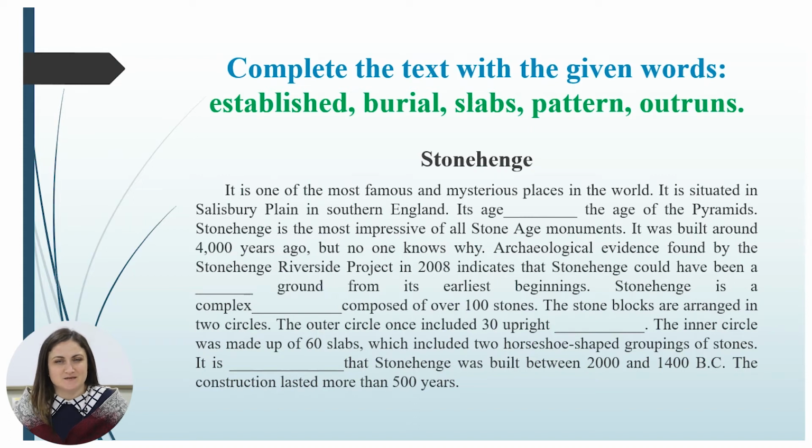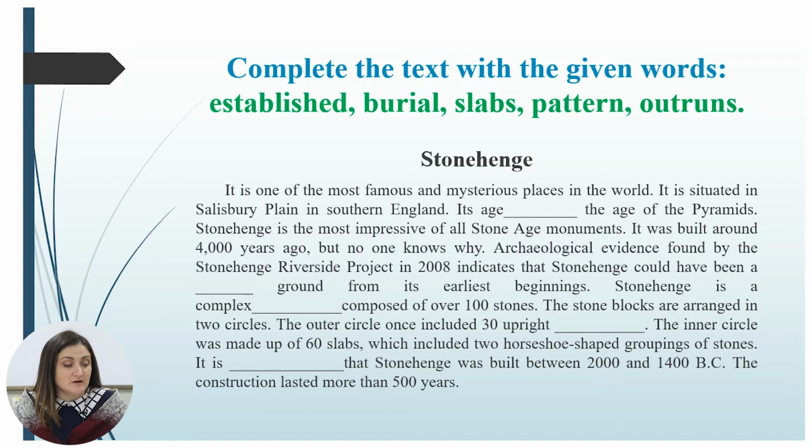Ready, steady, go. Okay. Stonehenge. It is one of the most famous and mysterious places in the world. It is situated in Salisbury Plain in southern England. Its age outruns the age of the pyramids. Stonehenge is the most impressive of all Stone Age monuments. It was built around 4,000 years ago, but no one knows why.